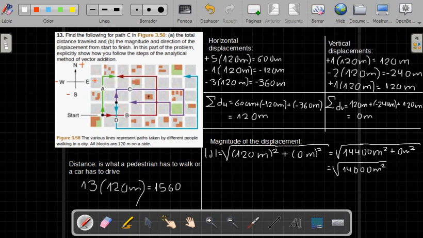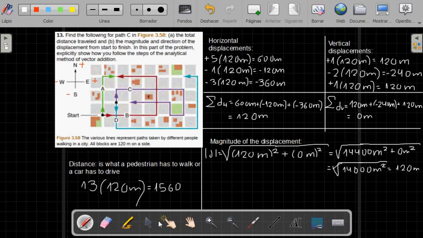What is the meaning of that? ¿Qué es lo que significa eso? Bueno, que entre la posición de salida y la de llegada simplemente hay 120 metros. Entonces, a pesar de que dio un gran recorrido, entre el punto de llegada, entre el punto de salida y el punto de llegada simplemente hay 0 metros.